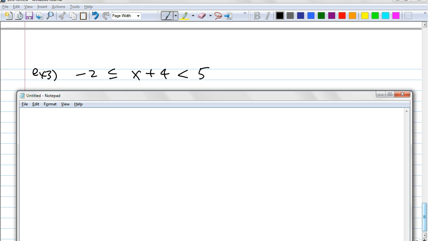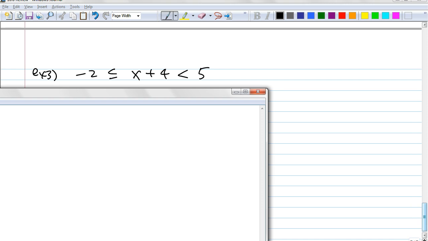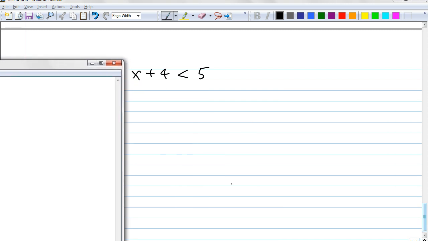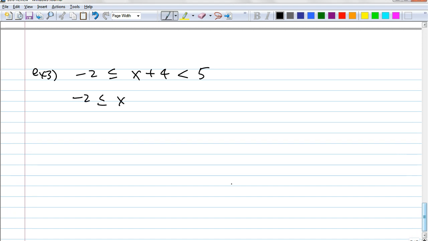When they write this, it's really representing two inequalities using this shortcut. Brandon, what does it mean? It means that x plus 4 is greater than or equal to negative 2, and x plus 4 is less than 5. Excellent. This is a conjunction. You guys remember this? So if you ever get this, don't get confused. It is just negative 2 less than or equal to x.